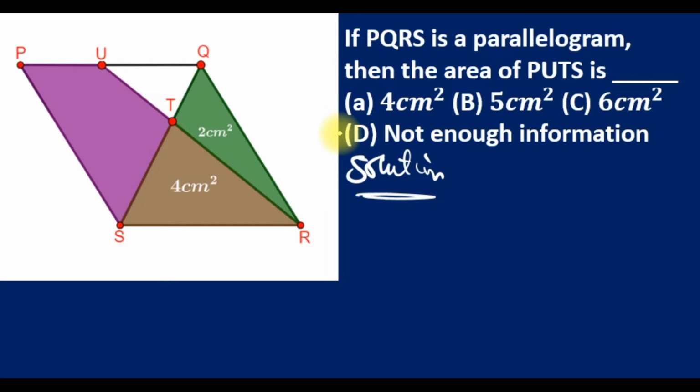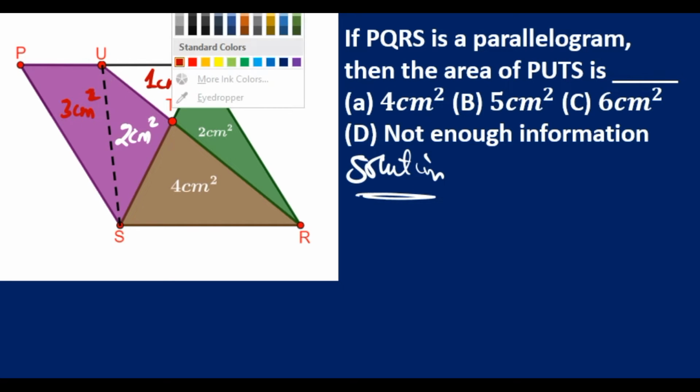If I add an auxiliary line to the diagram, I will see that whatever is here will be here. This is 2 cm squared. And here is 4. Here will be 1. This is 1 cm squared.